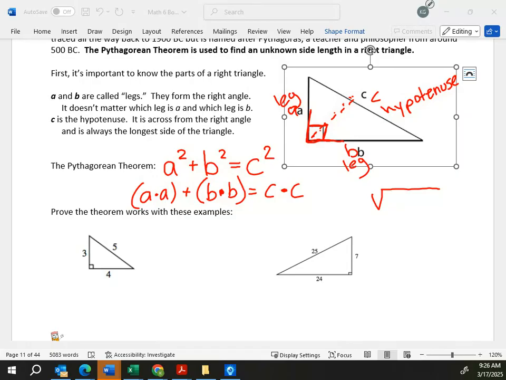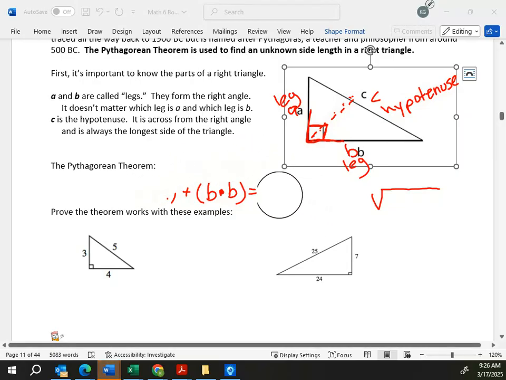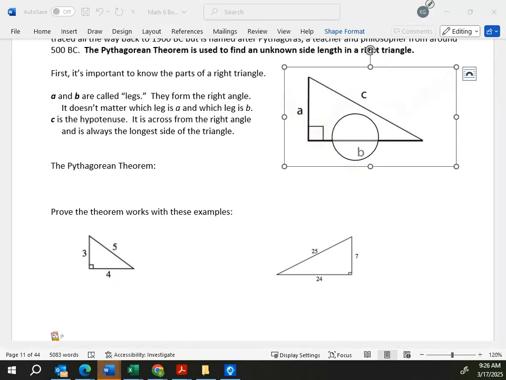So I'm going to remind us how to do that with today's lesson. The big thing to know is what our legs are. The legs are the two sides that make up the right angle. So that's always the A and the B. A and B make the right angle. The hypotenuse is directly across from that right angle.